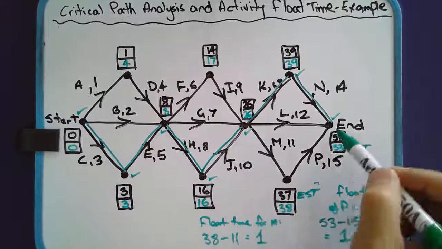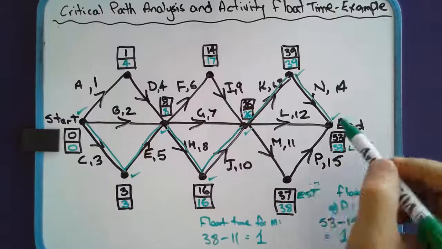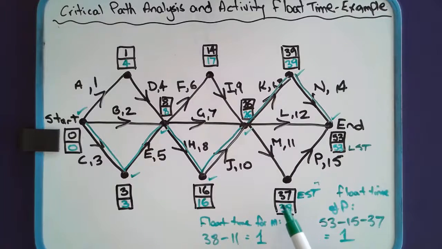Since this path, MP, has a float time of 1, that means M could in fact be delayed by 1 hour, or P could be delayed by 1 hour, but not both. We need to be very careful here: if we delay M by 1 hour, then P can't be delayed. It really depends on when M starts as to when P can start. But if we start M immediately, then we have an hour, and we can then start P. So P really depends on when M starts.